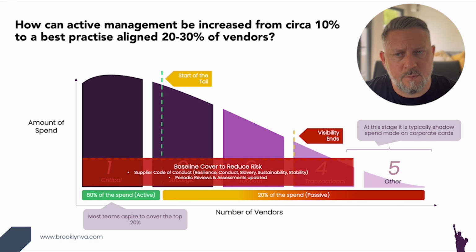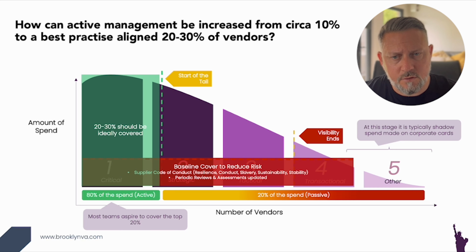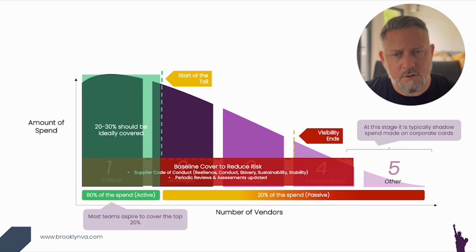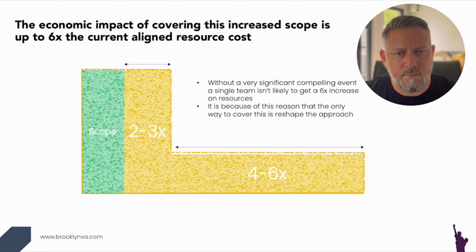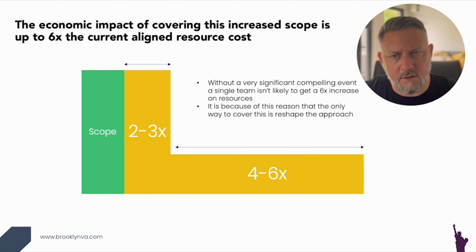Couple that with the aspiration that many organisations in reality would like to actively manage a third of their vendors, so 20 to 30% here. And you start to see that's very different from the original scope of the 10% that is being covered today. So when you compare that, you have this new kind of shape that forms, which is then applied to the scope you've got today. To cover that, you're going to need to do the 20 to 30% actively managed, and then that baseline management of de-risking.